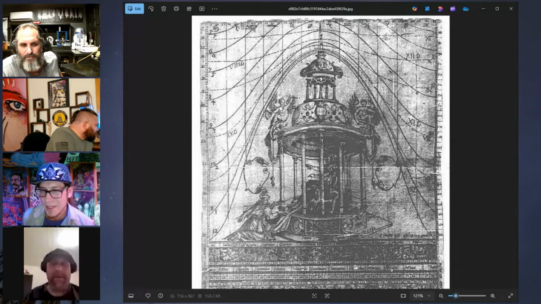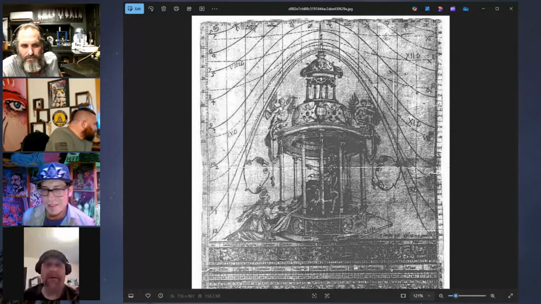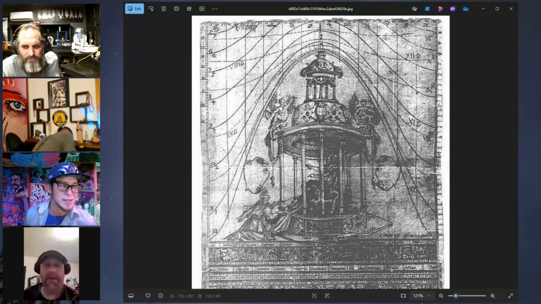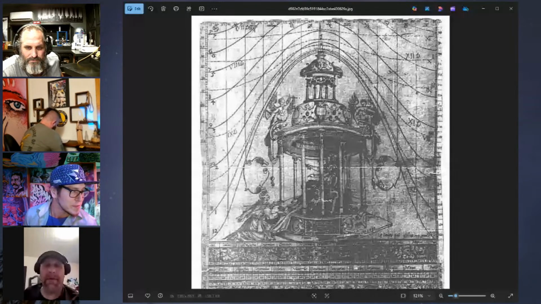And this is from a 1500s French or German science book, I believe.